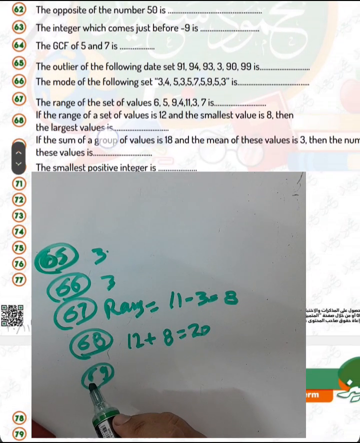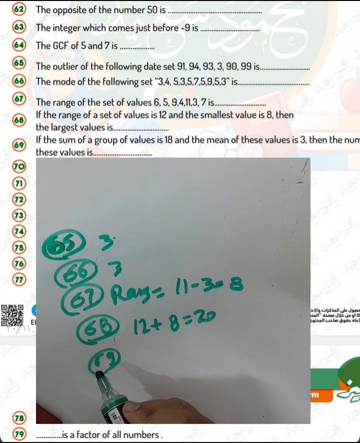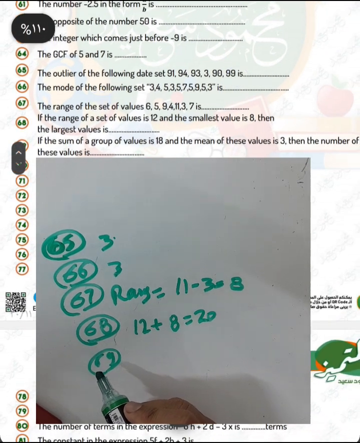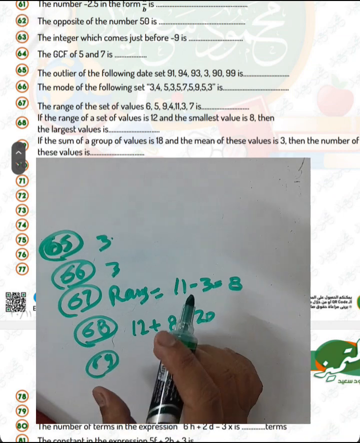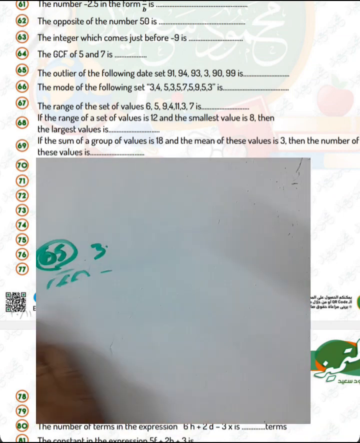The sum of a group of values is 18 and the mean of these values is 3. Then what is the number of these values? To find the number of values, we must divide the sum of the values by the mean. Okay, 18 divided by 3 equals 6.